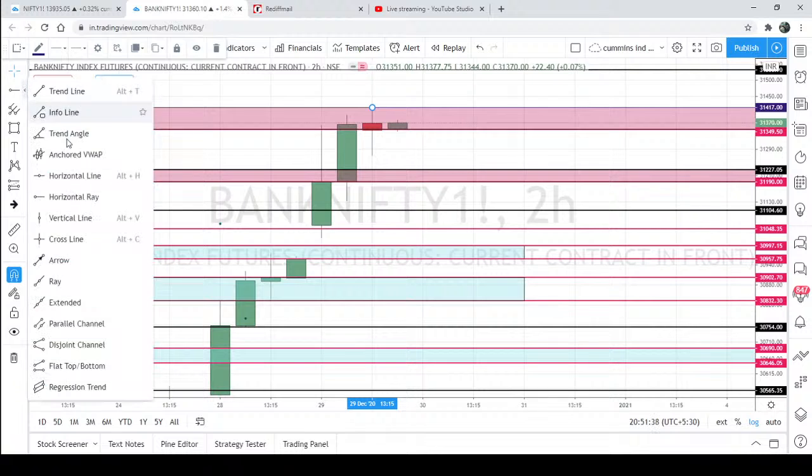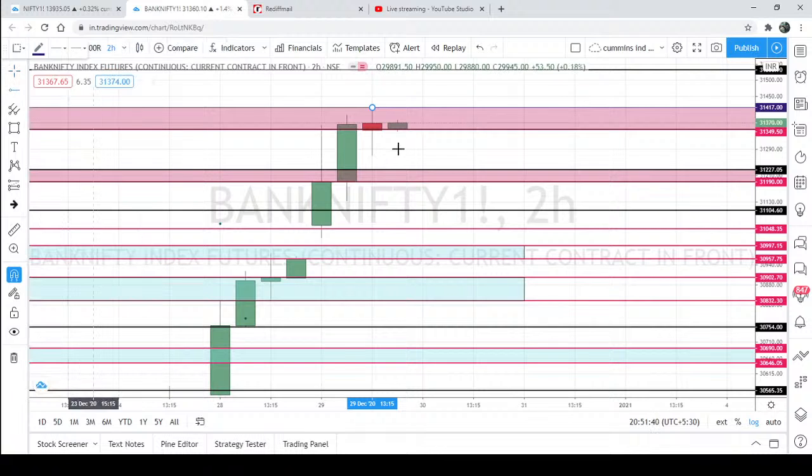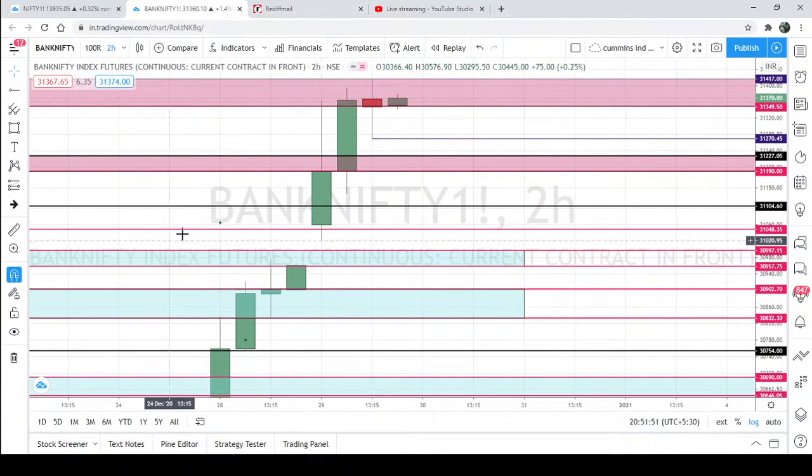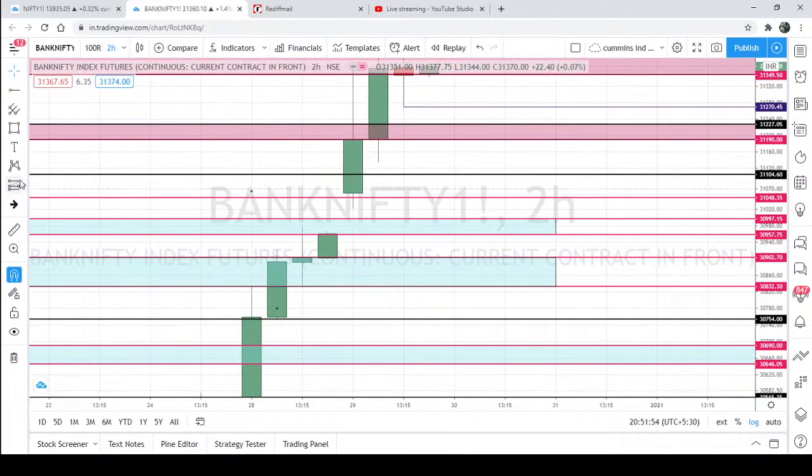Above and below this level, above and below the spinning top, there are good chances we can see some good momentum on the upside. Below 31,270 and above 31,417, you can mark these important levels. I'll just show you whenever we have a spinning top, right? After that we have seen some good momentum. You can just check it out here.